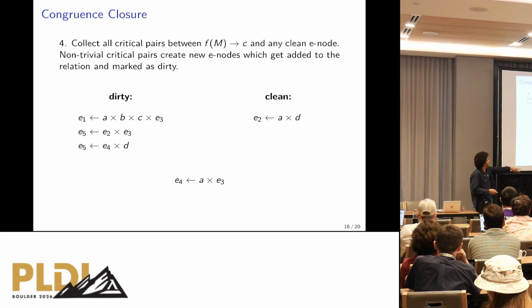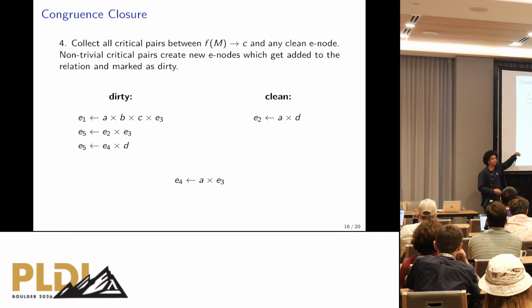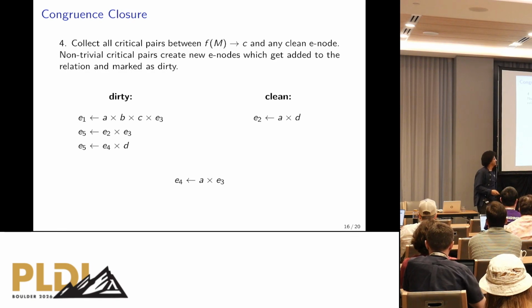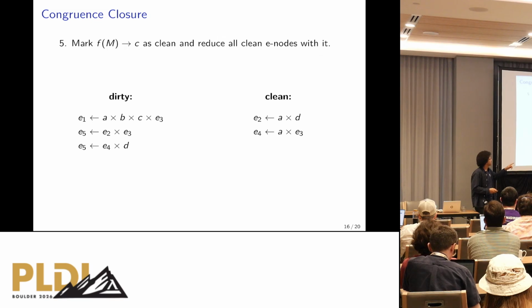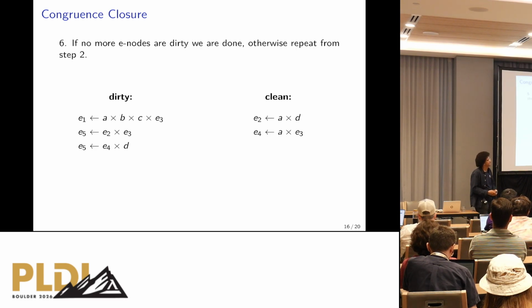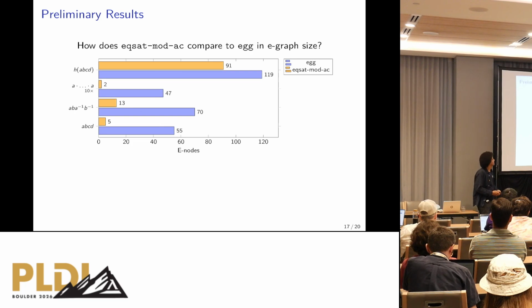Okay, so we add these two rewrite rules with a newly added E5, and we are done with processing this one. All right. Okay, so I think you get the gist.